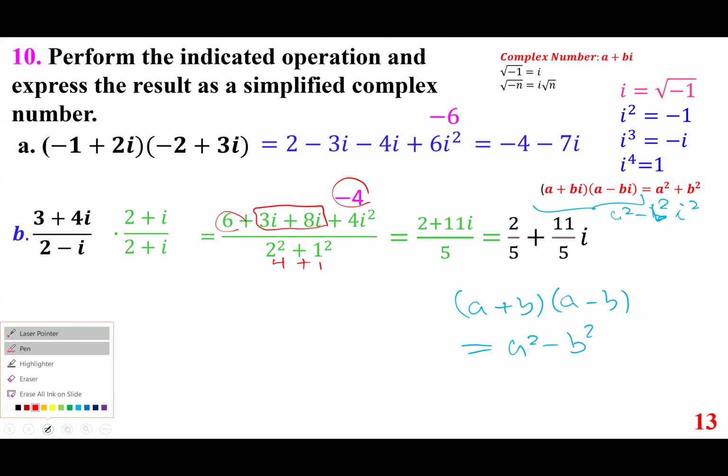And now, if you left it as that, it's fine. The reason I'm changing it to this format is that if somebody asks you right here, what is a, what is b, you may not know what the answer is. So we separate them as 2 over 5 plus 11 over 5 i. So a is 2 over 5, b is 11 over 5. I just want to make sure that we know that.